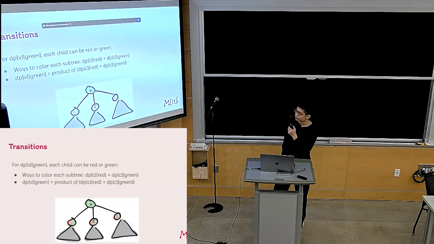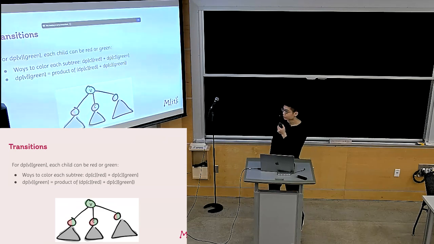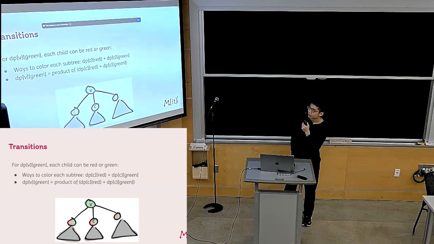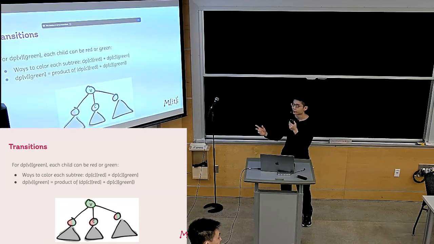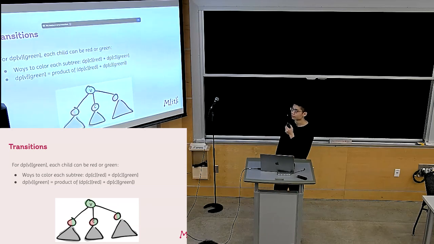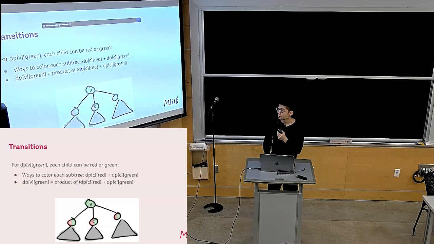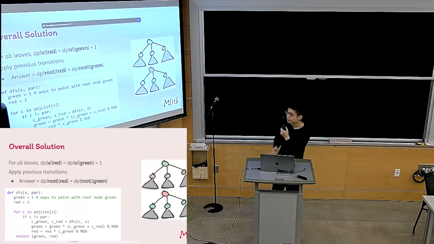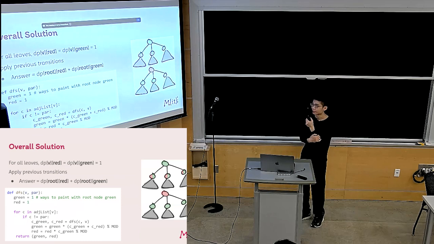And now that was when the top node is red. Now let's look at the top node as green. And remember here, those nodes can be either red or green. It doesn't actually complicate things much because if we had the number of ways to color each of the subtrees for either red or green, then we could just sum those 2. And then we get the number of possibilities for each subtree. And then again, same trick here. We can compute the product of those. So now we have our entire solution.